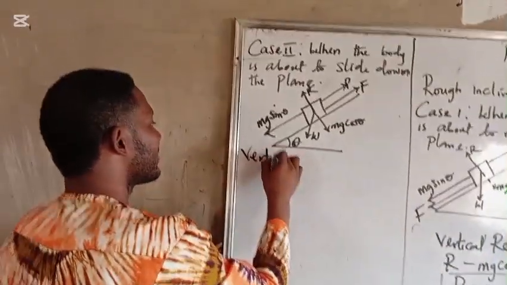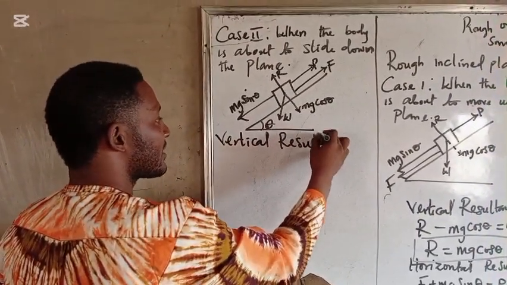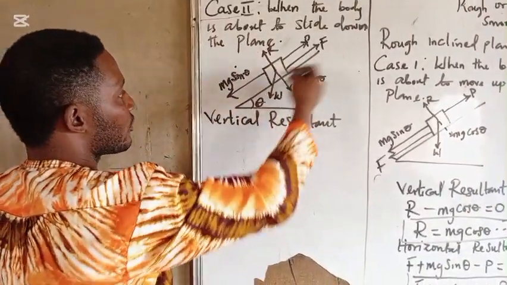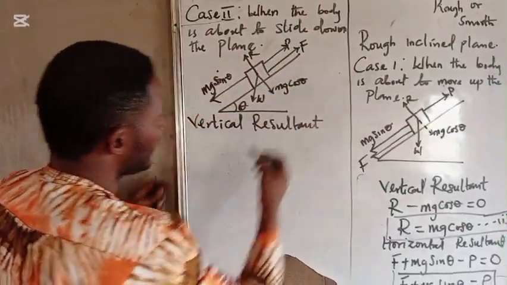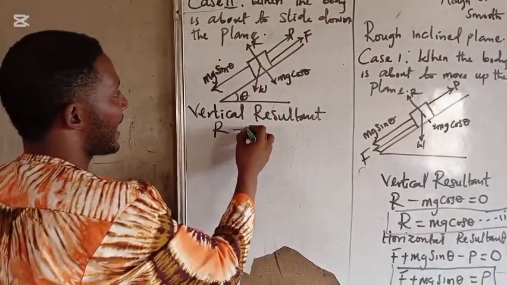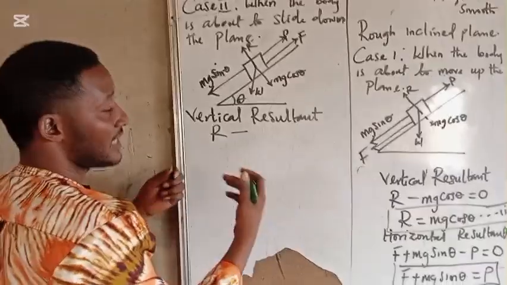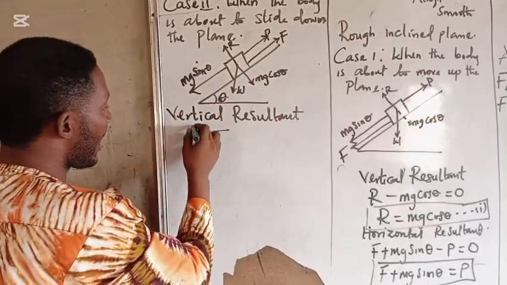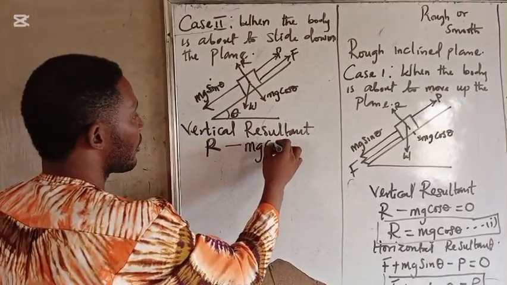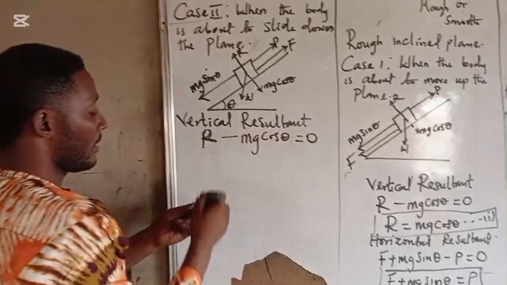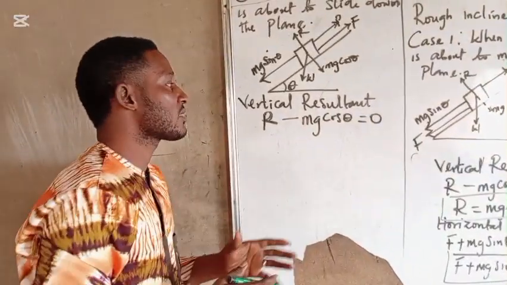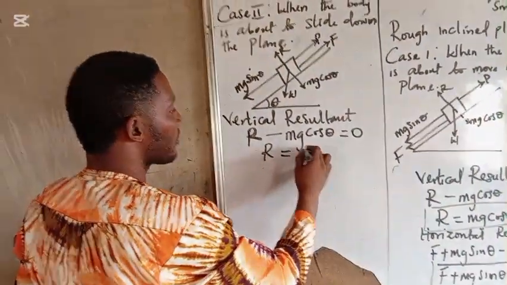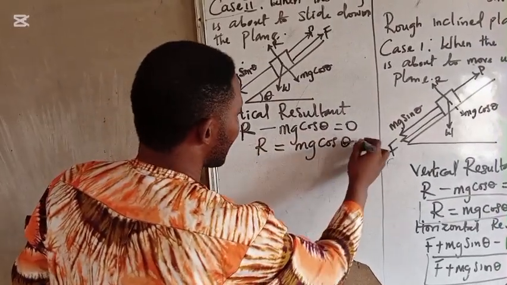The vertical resultant in this case will be the forces acting vertically to the inclined plane. And that is the normal reaction minus, remember they are acting in opposite directions. So the net force will be the subtraction of the downward force from the upward force. So we have R, which is the normal reaction, minus Mg cos theta equals 0. Remember, the sum of forces, or the net force at equilibrium, is equal to 0. Are you following what I'm saying? So when you transpose, we have R equals Mg cos theta. You can call this equation 1.